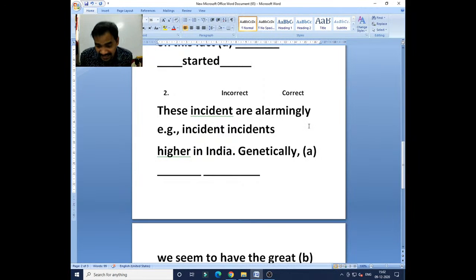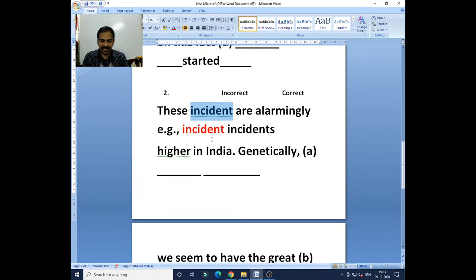These incidents are alarmingly higher in India genetically. The first line has been shown to you as an example. Incident, it should be incidents. Check your subject-verb agreement. You see the verb is plural, so as per the verb, the subject also has to be in plural. So incident is singular, incidents is the plural form of incident. From that you are able to understand subject-verb agreement.